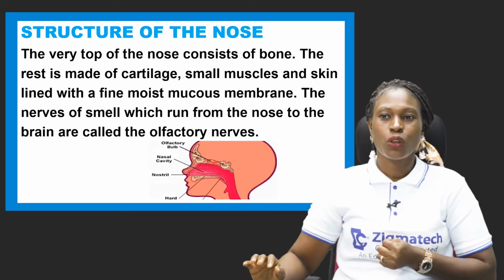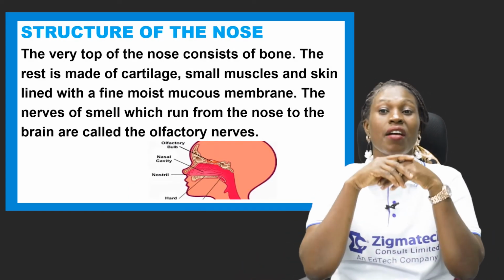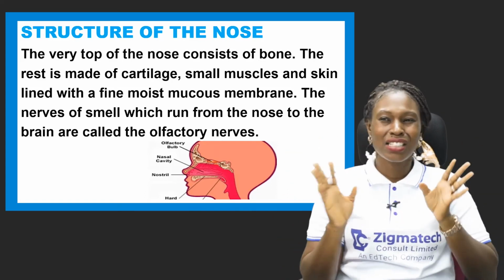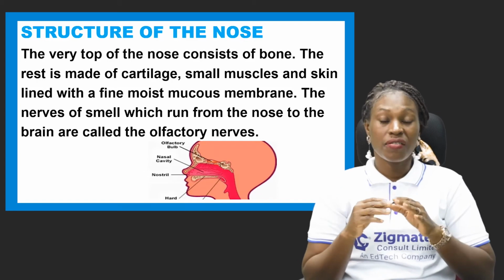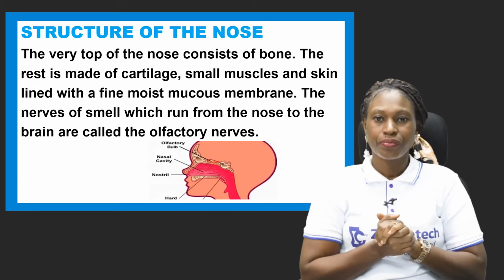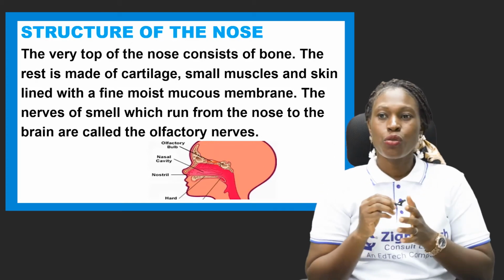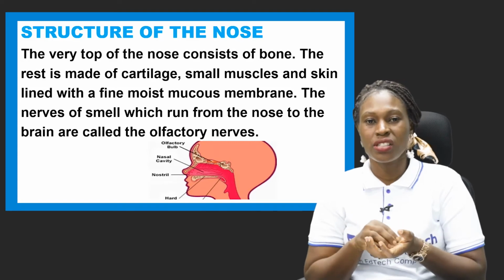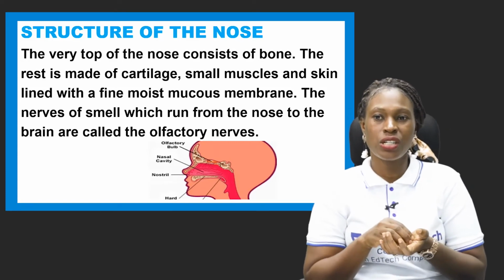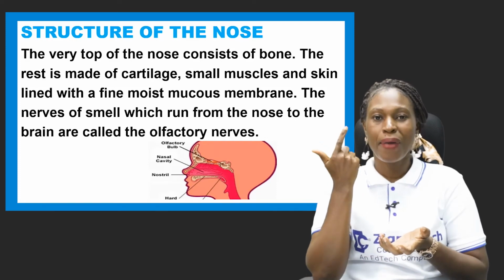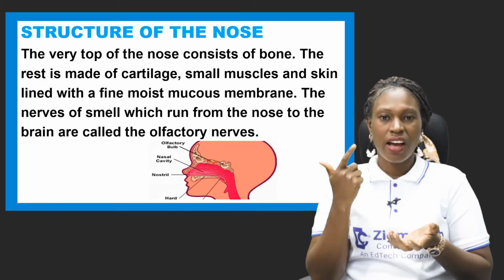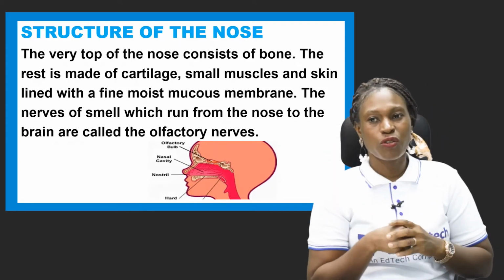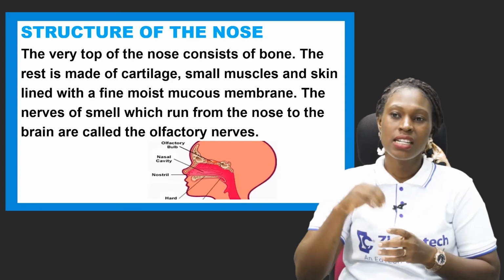So let's look at the structure of the nose. Now, the very top of the nose consists of bones. Now, the rest is made of cartilage, small muscles, and skin lined with fine mucous membrane. Now, the nerves of smell, which run from the nose to the brain, are called the olfactory nerves. That thing that helps you to perceive is referred to as what? The olfactory nerves. It helps pass the information. Whenever you perceive something, it sends it to the brain that helps you perceive. So that thing is called the olfactory nerves.